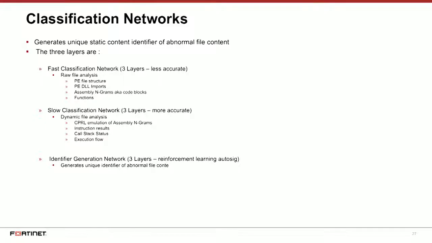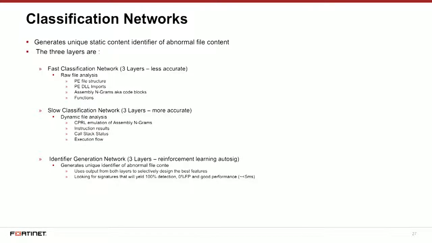So, and then we have the identifier generation network, which uses the reinforcement learning and generates the auto signature. So it generates a unique identifier of abnormal file content and uses output from both layers to selectively design the best features. It's looking for signatures that will yield 100% accuracy, 0% false positive, and good performance. Okay, if it finds that balance, then the signature is automatically deployed.